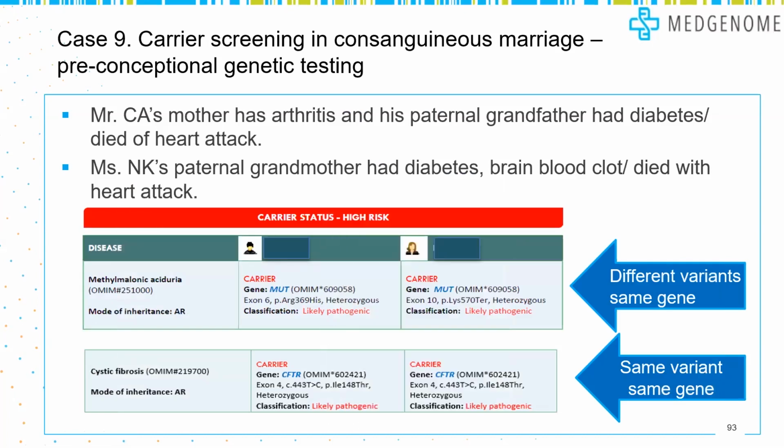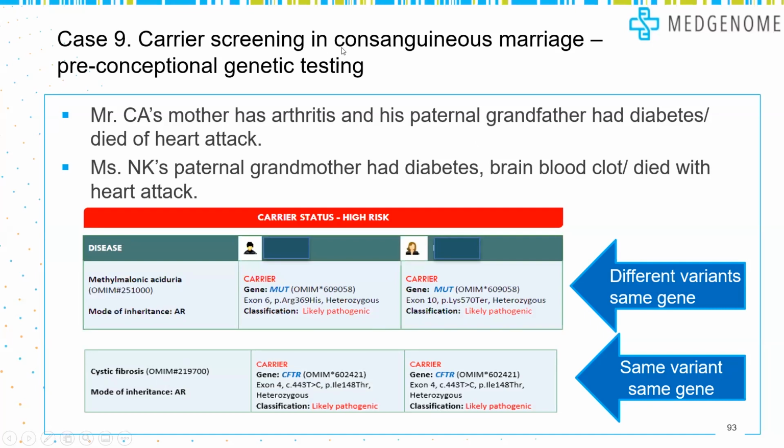So in this couple, consanguineous marriage, you can see that they were carriers of not one, but 2 likely pathogenic variants. One in methylmalonic aciduria and other in cystic fibrosis. And as you can see, the gene is same, but the variants are different, right? So this is in exon 6, this is in exon 10.